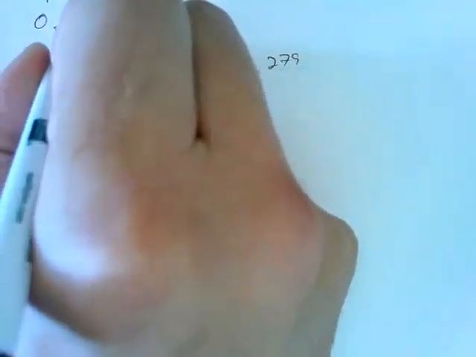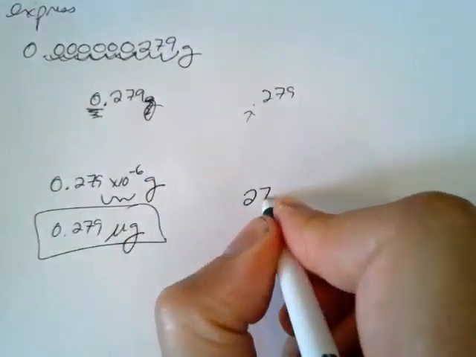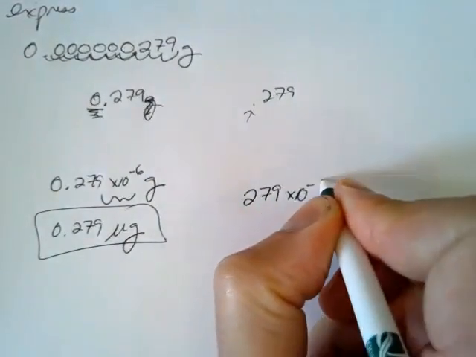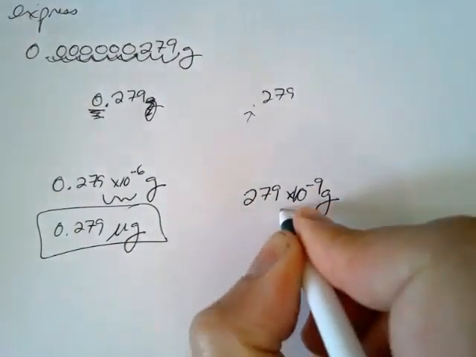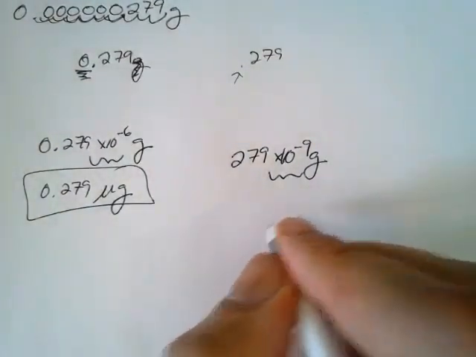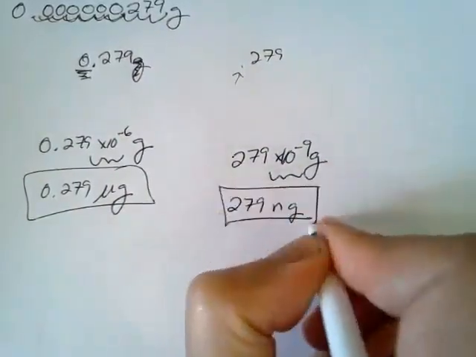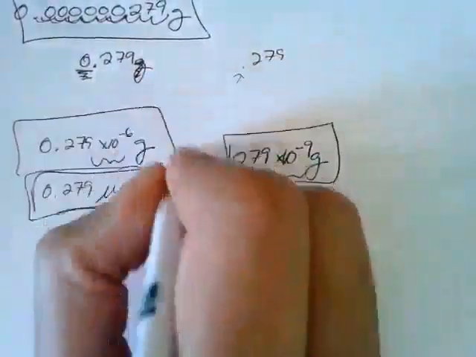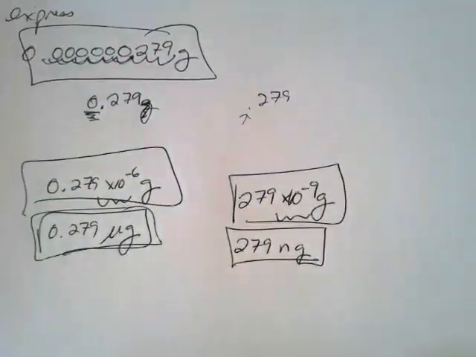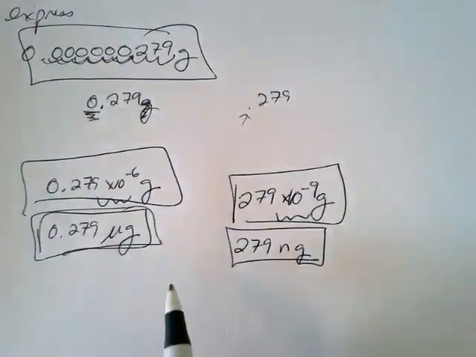Or if we came along and did 1, 2, 3, 4, 5, 6, 7, 8, 9 decimal places, we could say this is 279 times 10 to the minus 9 grams. And you remember what minus 9 is because of the alliteration. Right, it's nano, so this would be 279 nanograms. Right, so this, and this are 5 different ways of expressing the same quantity, the same mass.